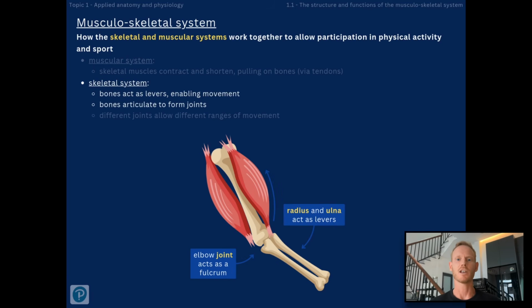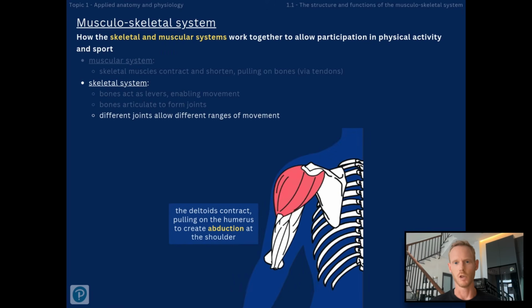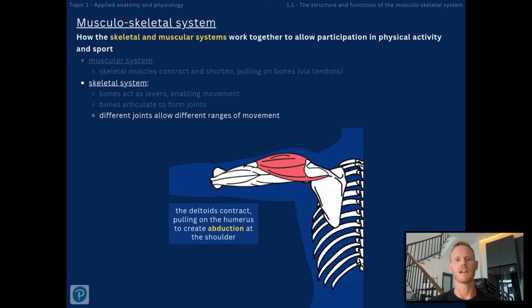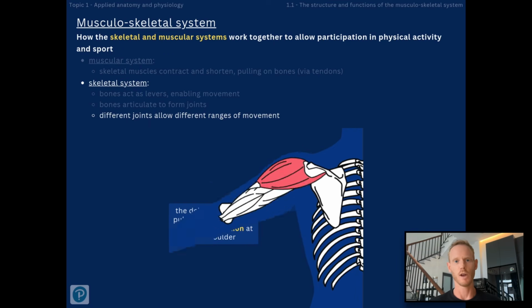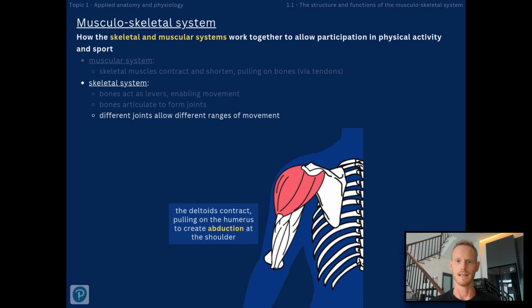They articulate at joints, which serve as a fulcrum or pivot point, allowing bones to rotate relative to one another when muscles apply force. Different types of joints, such as ball and socket and hinge joints, allow for different types and ranges of movement. For example, here the deltoids contract, pulling on the humerus bone, which acts as a lever, to create abduction at the shoulder joint.